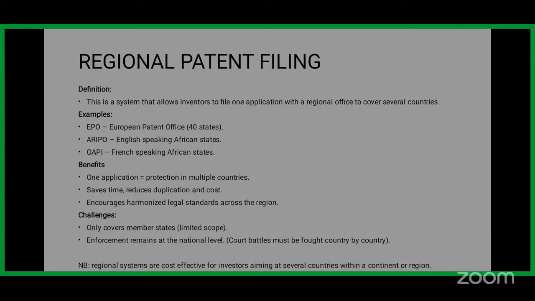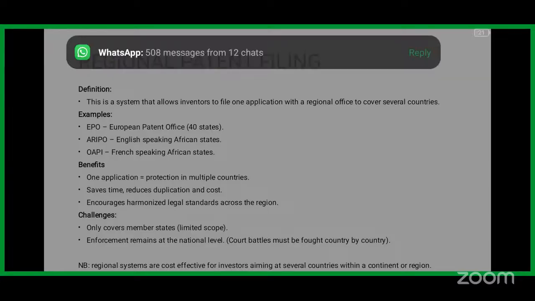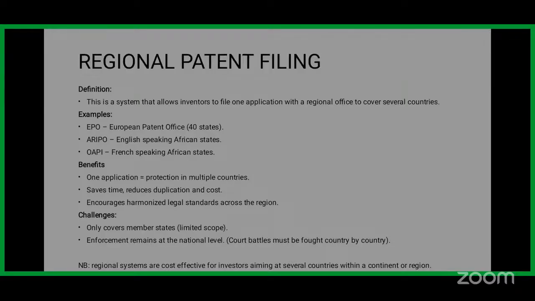Some of the challenges is that it doesn't cover non-member states. For example, the UK is not part of the EPU. So if you file in the EPU regional body, you cannot cover the UK because the UK is not a member state. So this is a challenge.